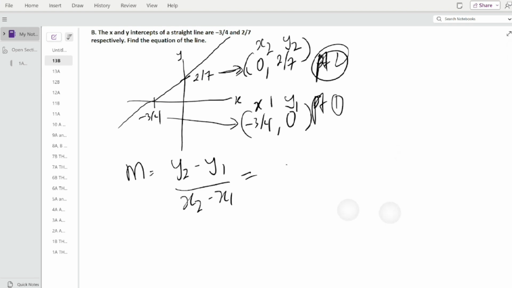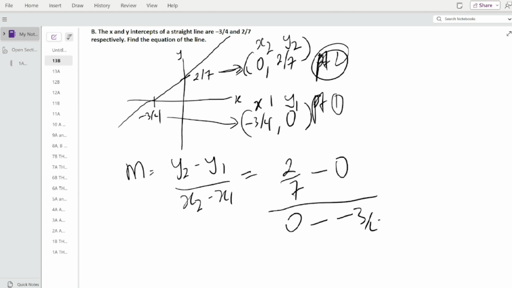Then it will be 2/7 minus 0, which is our y1, over x2 is 0, minus the value of our x1, which is -3/4. You put it in brackets. This is where you have the twist or the trick in the question. You have minus, and when you get it wrong here, you take one of the minus, you're going to get the wrong gradient. So you have to be very careful with this.